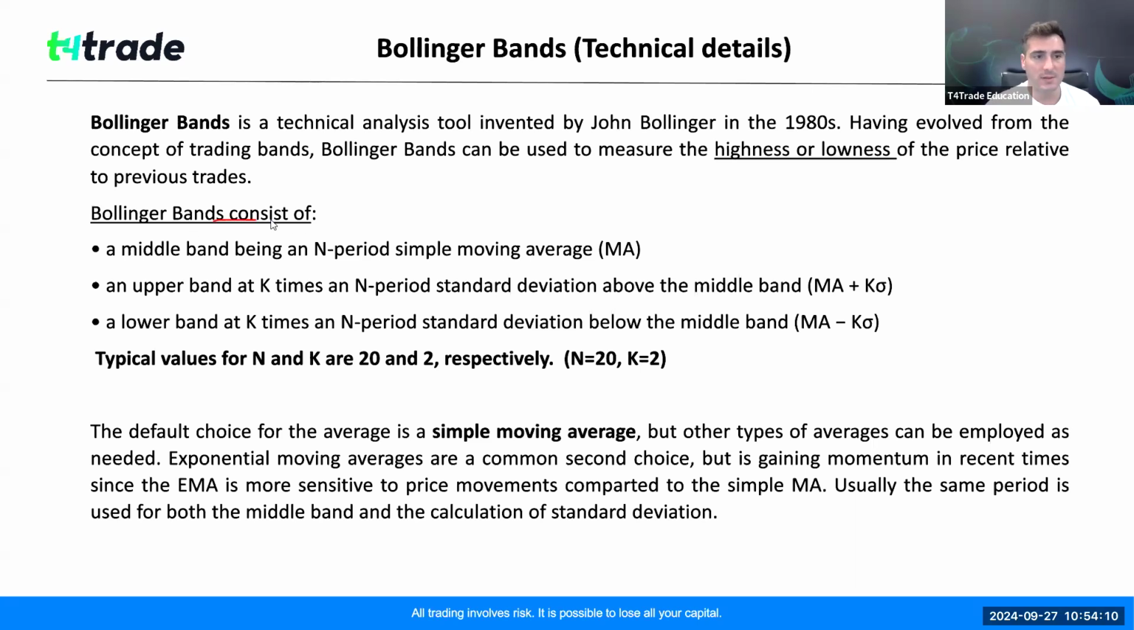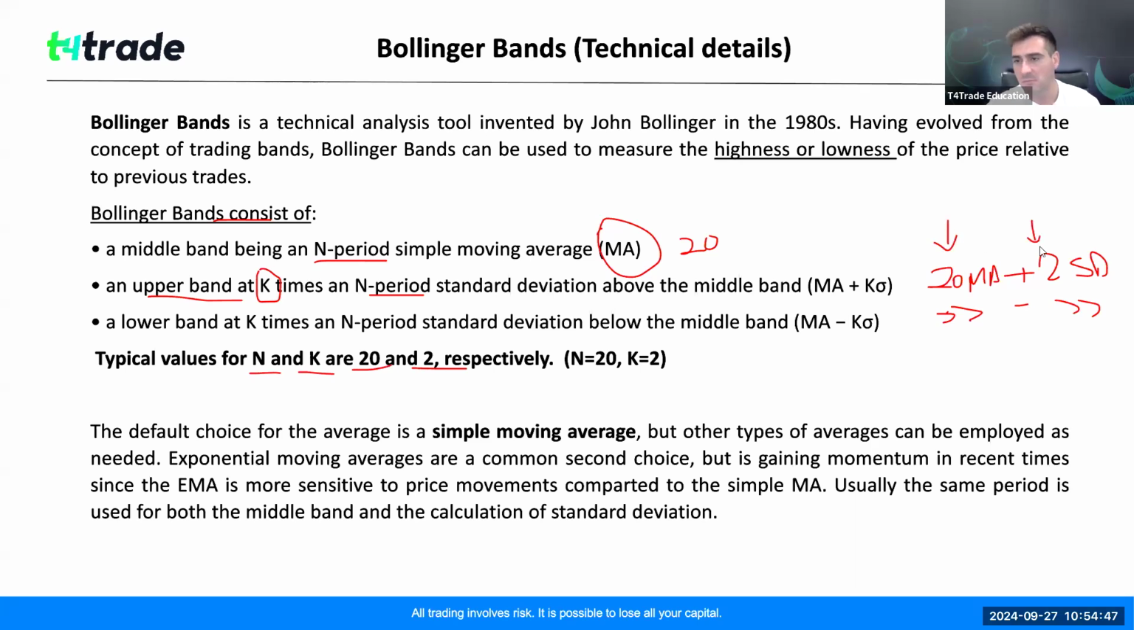The components are the N-period simple moving average, most of the time it's 20. The upper band is the N period, which is the 20, plus the K, which is two standard deviations. So the 20-day MA plus the two standard deviations, that's what the upper bound is. The lower bound is the same thing minus this. Okay, that's it. So N and K are 20 and 2. This is N and this is the K. No need to know this anyways.